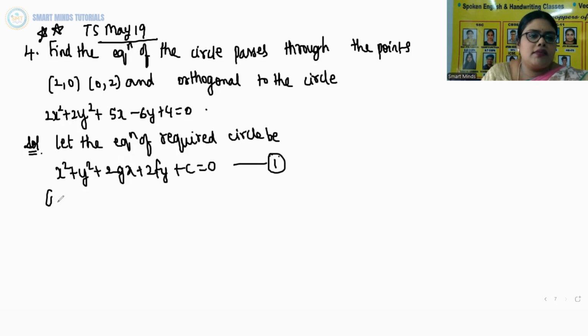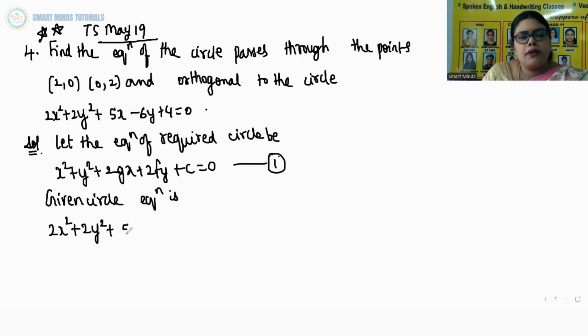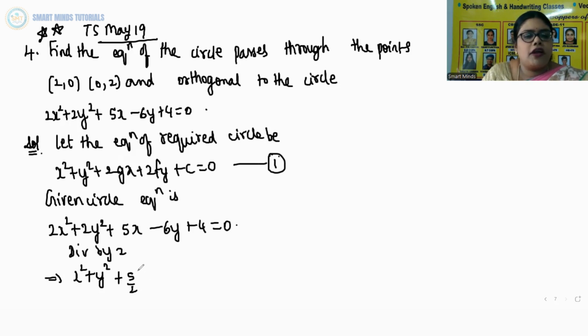And what is the given circle equation? The given circle equation is 2x square plus 2y square plus 5x minus 6y plus 4 is equal to 0. Now because it has coefficient 2, we divide by 2. If you divide this equation by 2, you will get x square plus y square plus 5 by 2 x minus 3y plus 2 is equal to 0. Take this as equation number 2.